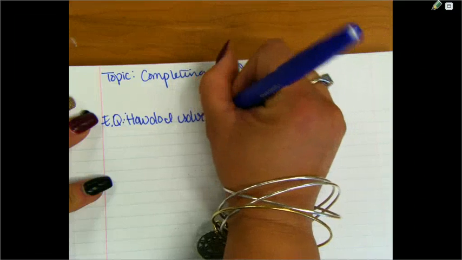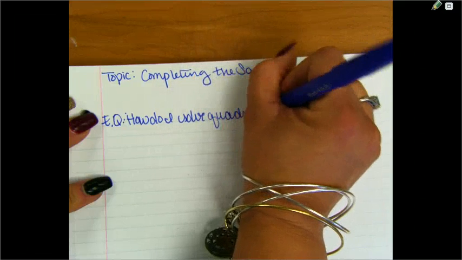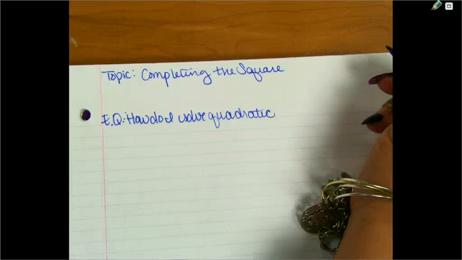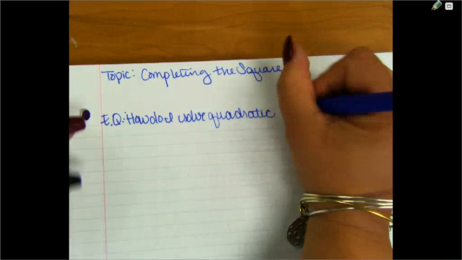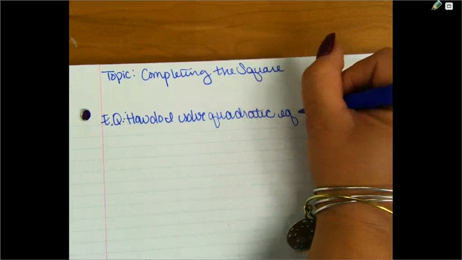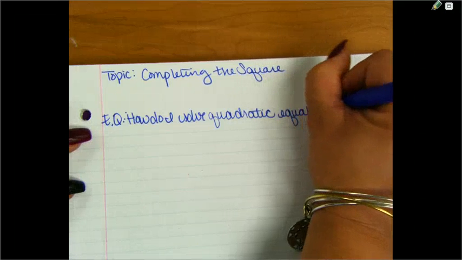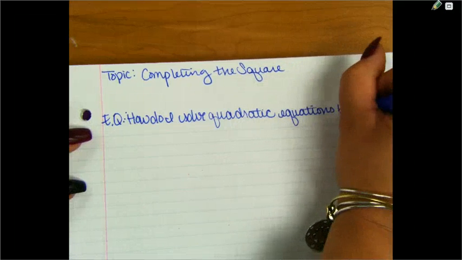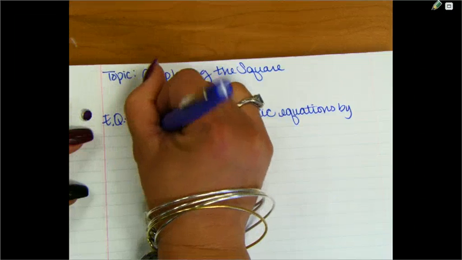There are 3 ways to solve a quadratic equation. The first way is by factoring, which we did last unit. The second way is by quadratic formula, which is what we did this week. The third way is by completing the square.